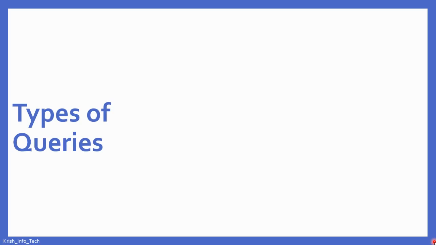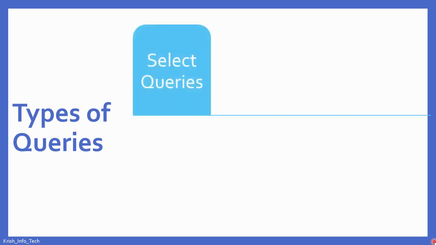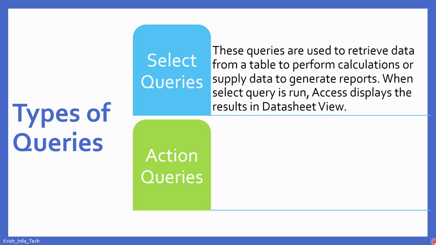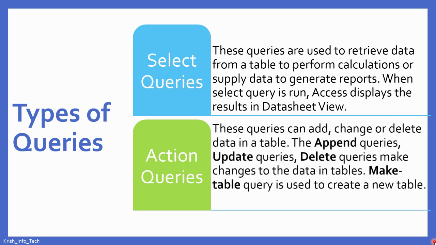And what are the types of queries available? First one is select query. Second one is action query. Select query is used to select some particular data from your table. Action queries are used to add the data, which is done with append queries. Change the data using update query. Delete the data using delete query. And you can even create the table by using make table query.